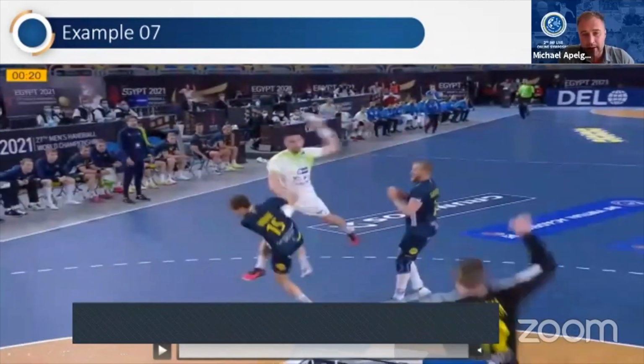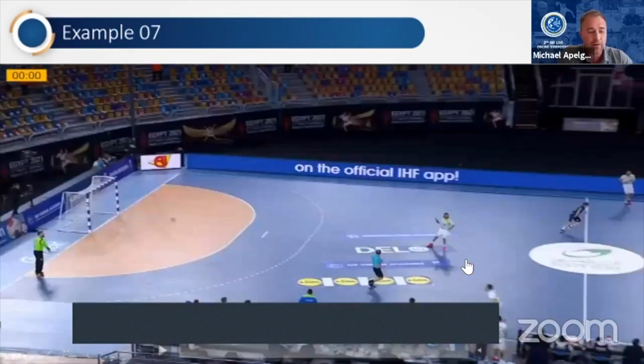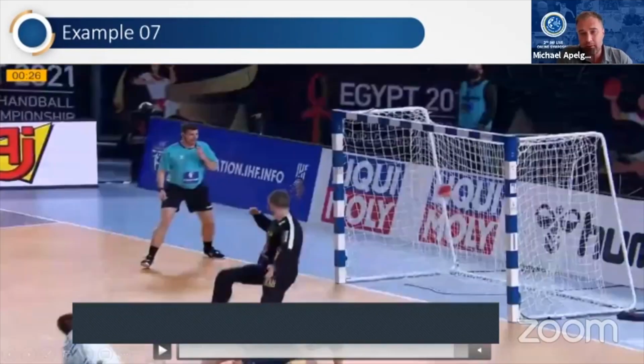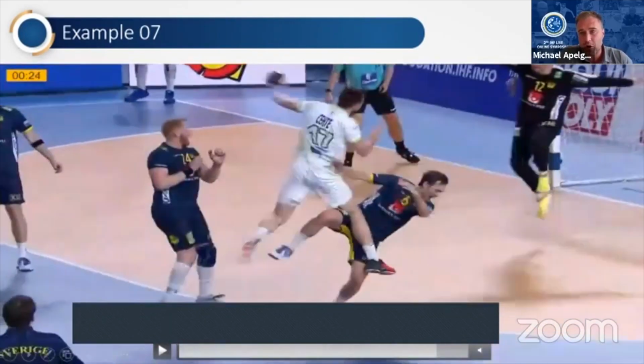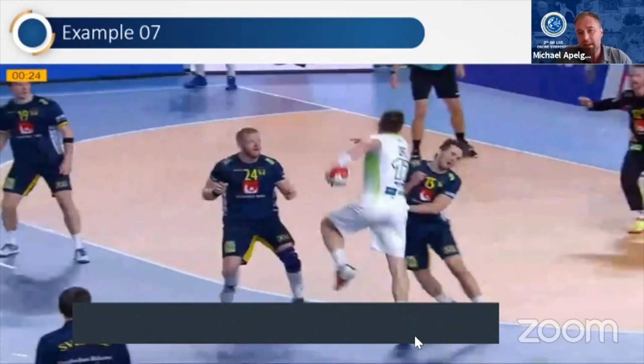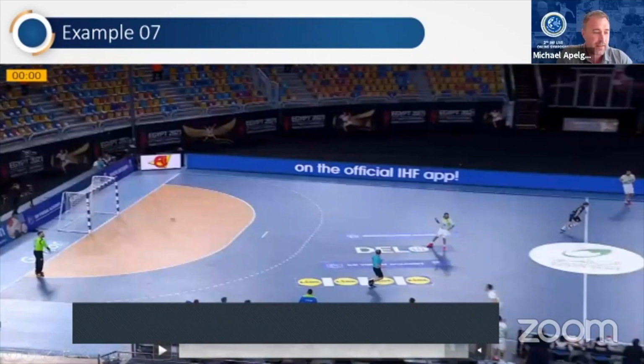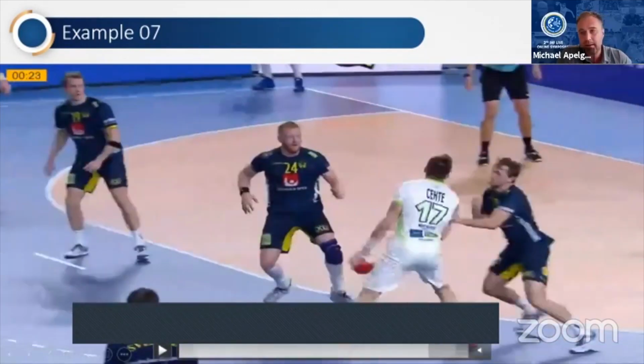What is really good here tactically by the attacker is that when he is jumping sideways, coming in these situations between 1 and 2, it's so much more difficult to reach for the wing defender. If he jumps more towards the goal, maybe the Swedish defender will reach here. But now when he's jumping a little bit sideways, the wing defender just has one chance, and that is to do this kind of defending. So I think it was a really good tactical move by the attacker here.